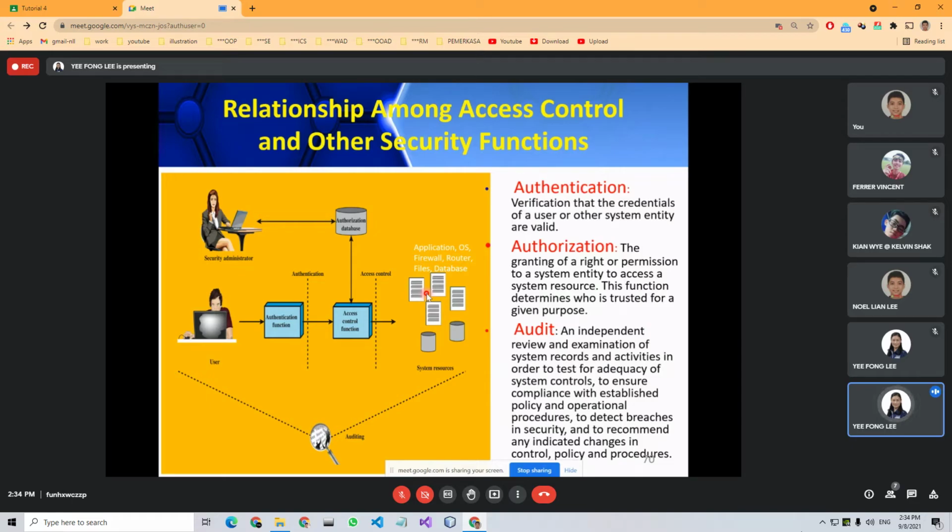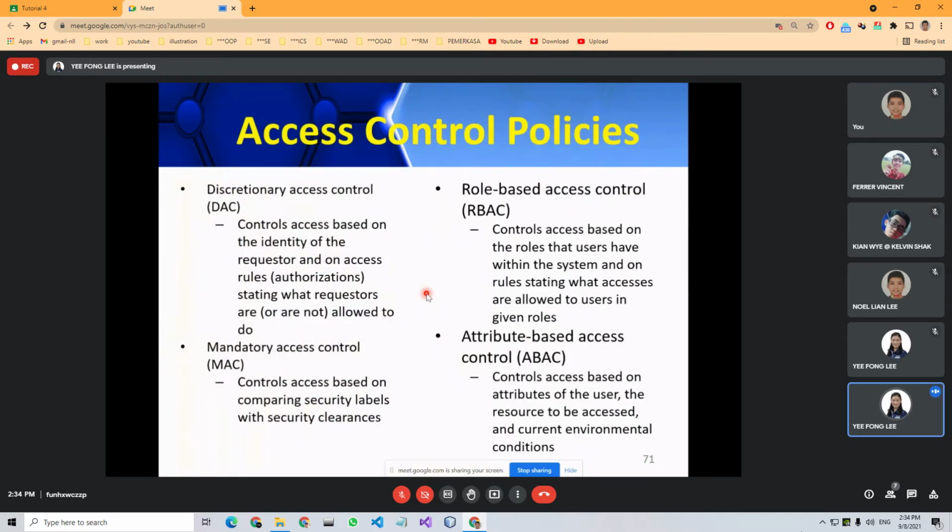Okay, the access control function might determine if the specific request by the user is permitted, meaning whether allowed or not allowed. Next one, we look at access control policy. This one you have to understand. Access control policy dictates what type of access is permitted.